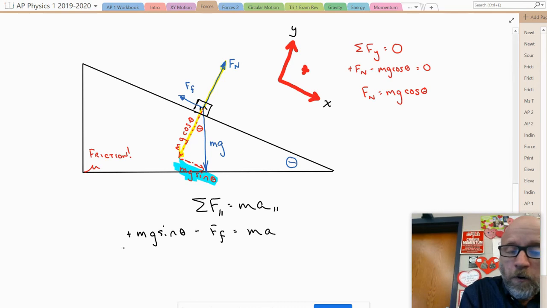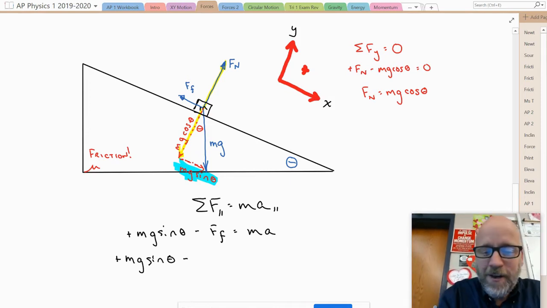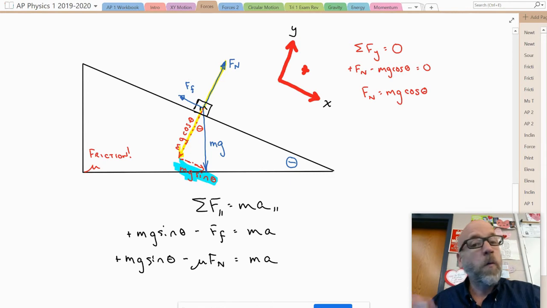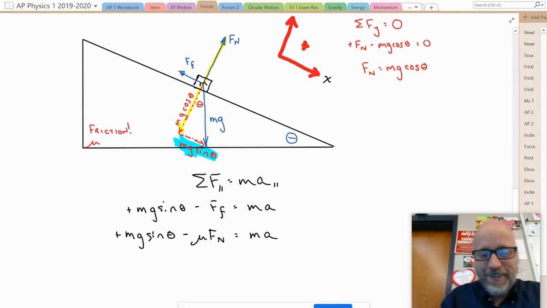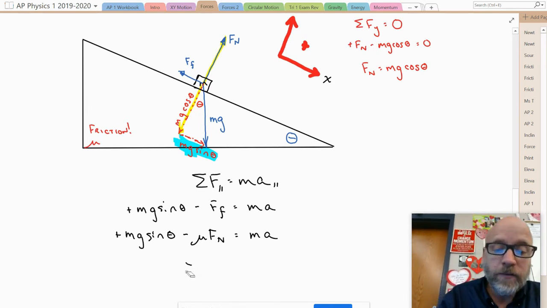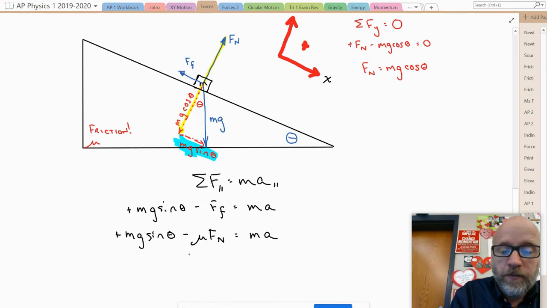Now, we're going to go back and play that same game we've been playing. What is friction? Yeah, that's right. Friction is mu times the normal force. And that causes the mass to accelerate. But what can I substitute in for the normal force? Yeah, you see it, don't you? It's no longer just equal to the weight of the object, but instead, it's going to be equal to mg cosine of theta.